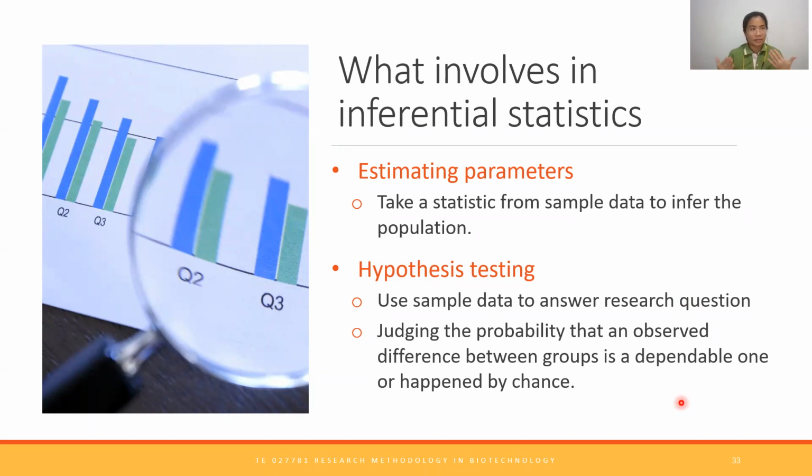So that means that when it's involved, it involves setting up some questions. So we do the testing to see whether we can answer those questions. And in doing so, we're judging the probability that an observed difference between groups is dependable or happened by chance. So let's talk a little bit more about this hypothesis test.